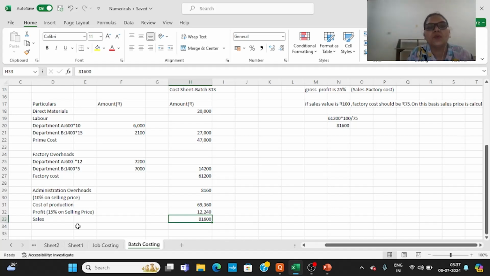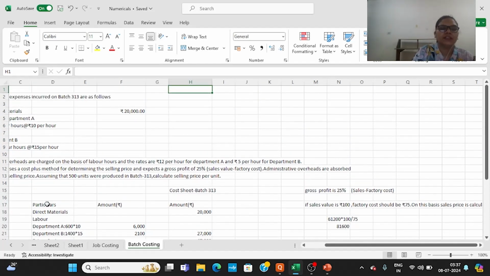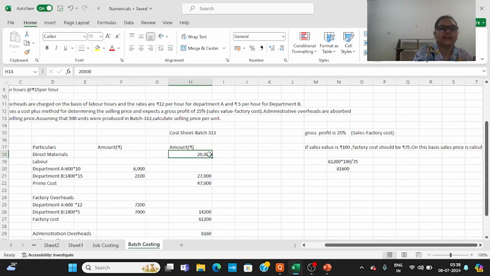So this is how we do the costing in case of batch costing. What we have done in this question, we have prepared a cost sheet for batch 313, particulars, amount in rupees. First, we have mentioned direct material. Labor is mentioned department wise. For department A, 600 at the rate of rupees 10. 1400 at the rate of rupees 15. We will get 27,000 and the prime cost will be 47,000.